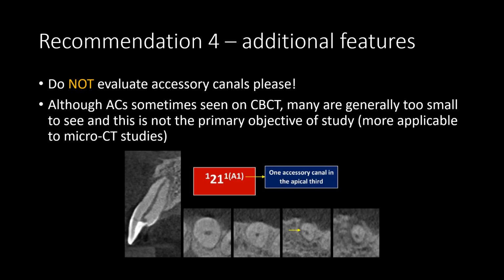The fourth recommendation is the inclusion of additional features. So please do not evaluate accessory canals. Although you can see accessory canals on CBCTs at times, many of them are generally speaking too small to see, and the classification of accessory canals is not the primary objective of the study. It's more applicable in micro-CT studies where we can see more details. So please, for the purposes of the study, don't include accessory canals in your codes or your evaluations. And if you have included them, please remove them because it's just going to make things easier.